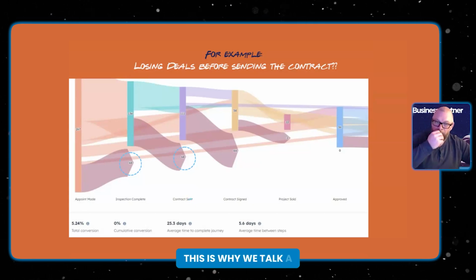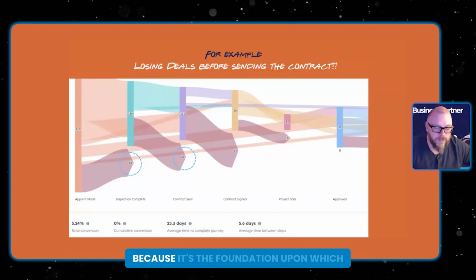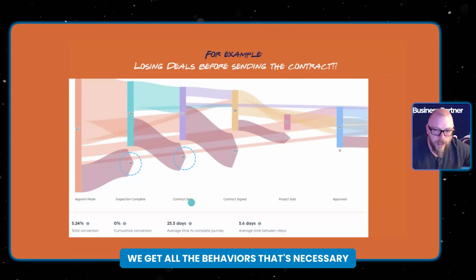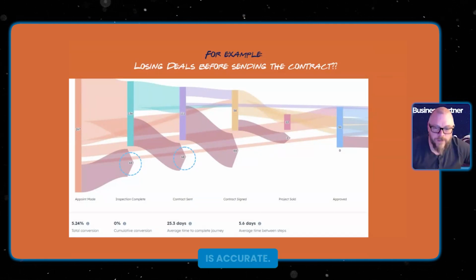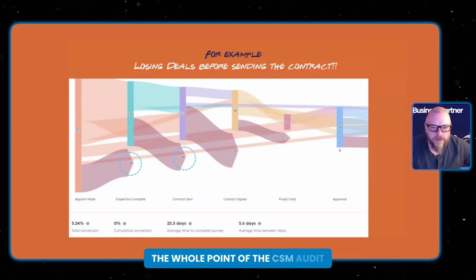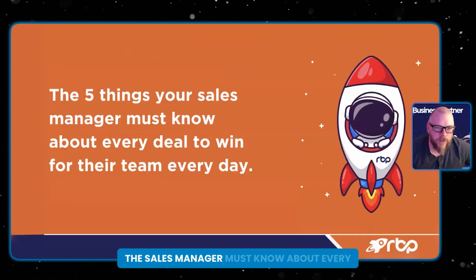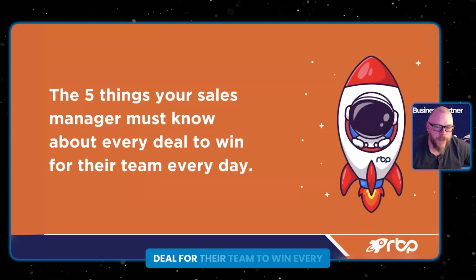This is why we talk a lot about the CSM audit view, because it's the foundation upon which we get all the behavior sets necessary to making sure that this information is accurate. The whole point of the CSM audit view is to say, okay, what are the 5 things a sales manager must know about every deal for their team to win every day?